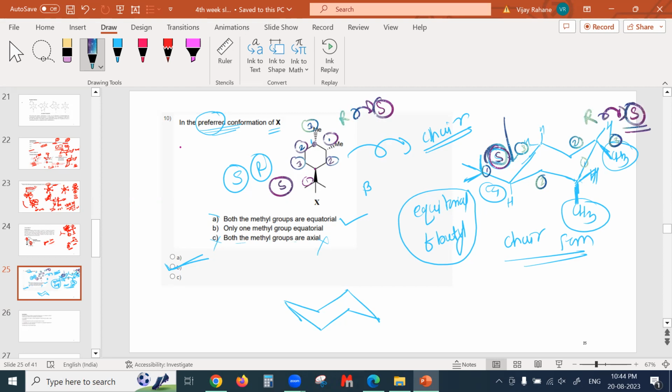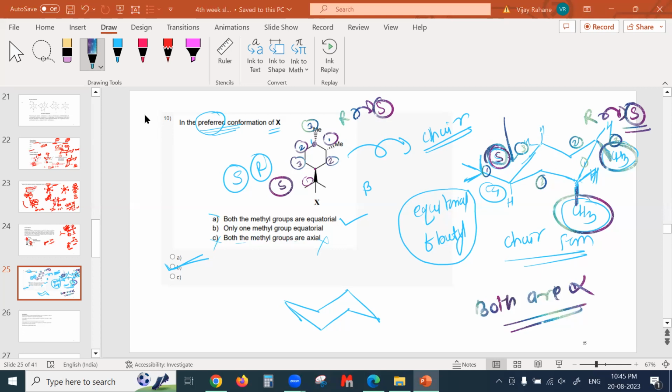One more thing: both methyls are on the lower side, not equatorial. Here also you can see the position is lower, directing downward. Both are alpha. You mentioned one is equatorial and one is axial, right? Exactly. Both are alpha to each other in our structure as well. So this is the correct option here.